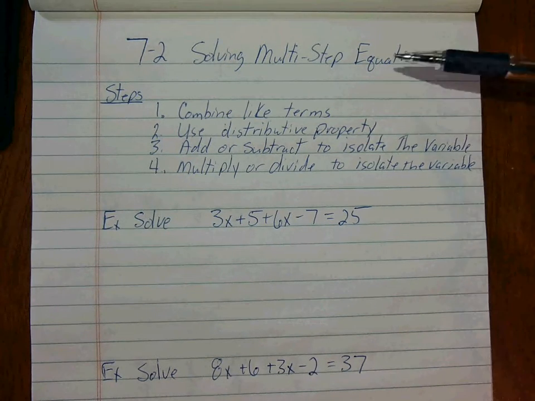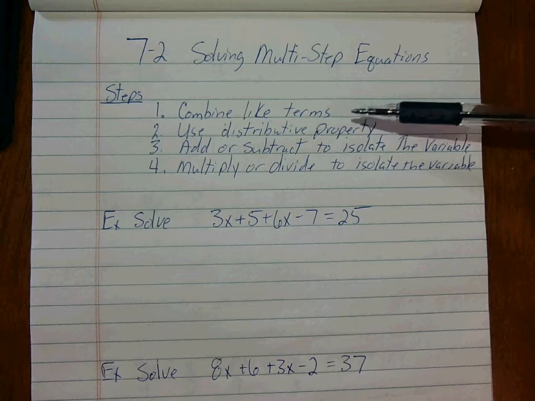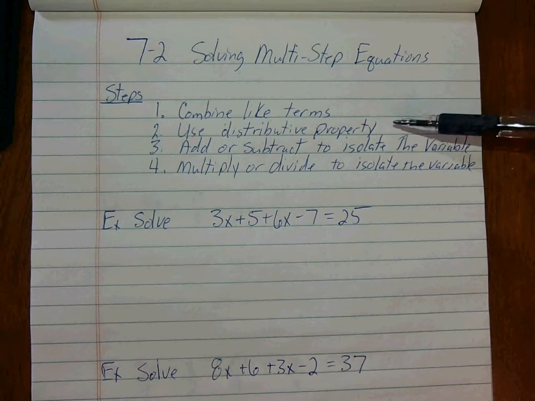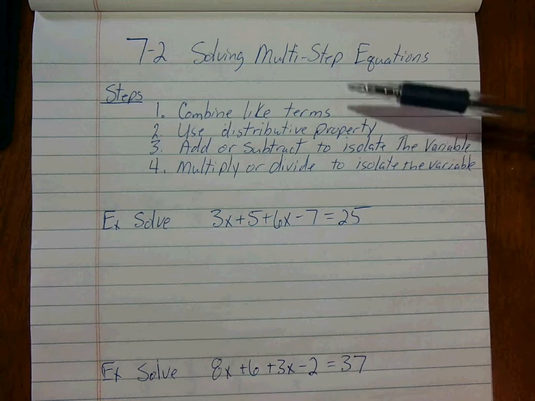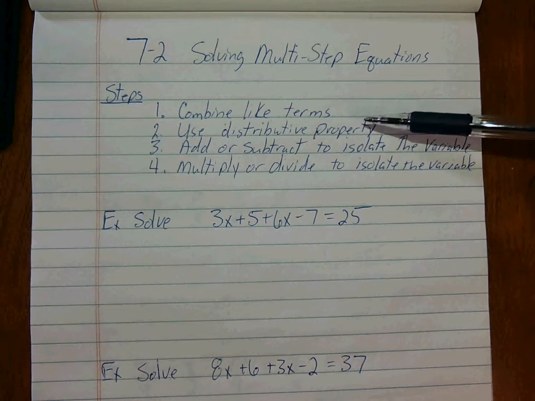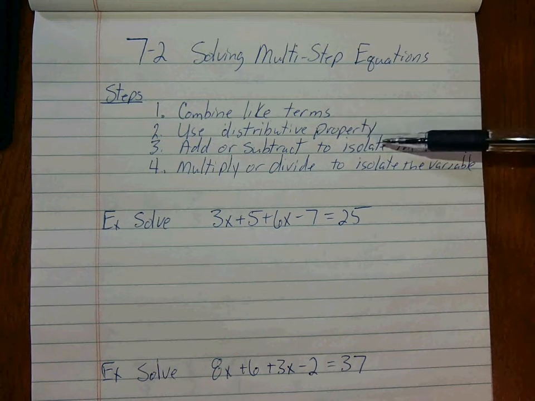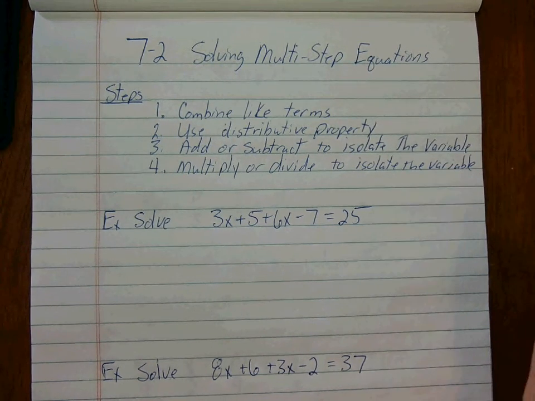Now, some of these steps you may not have. You may not be able to combine like terms because there might not be any, or there may not be any distributive property. So just go down through the steps, do what you can, and then what you want to end up with is you want to get the variable all by itself.